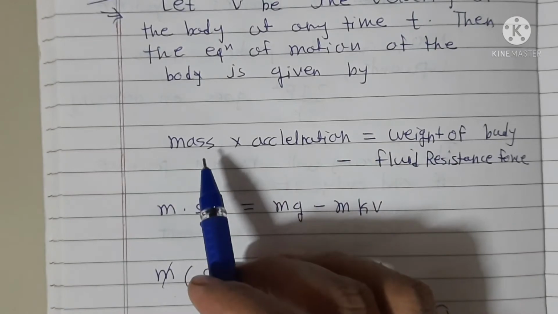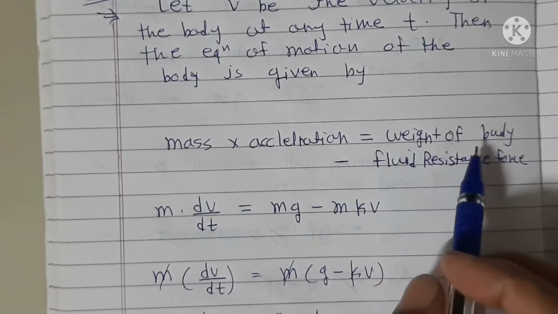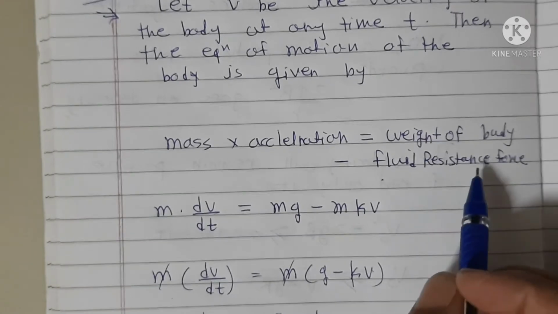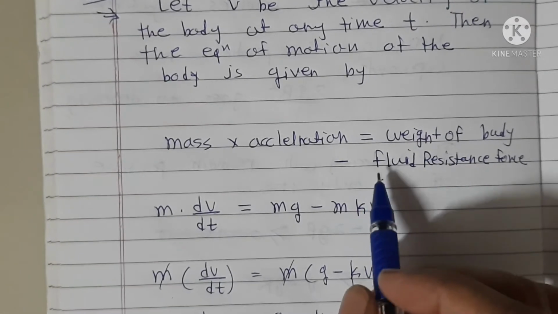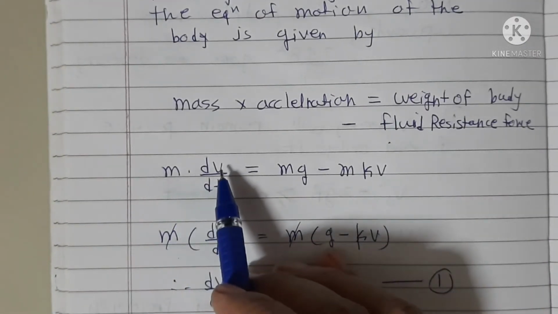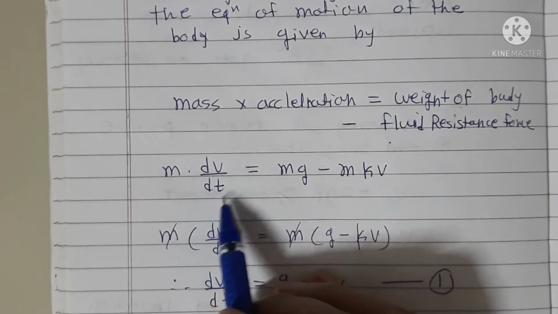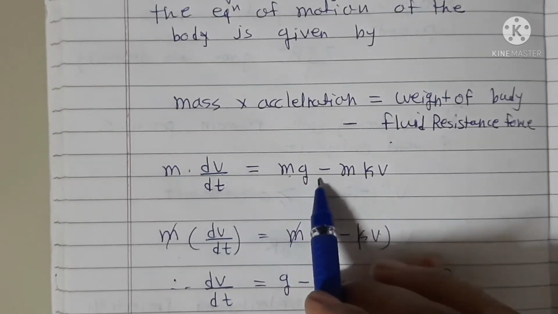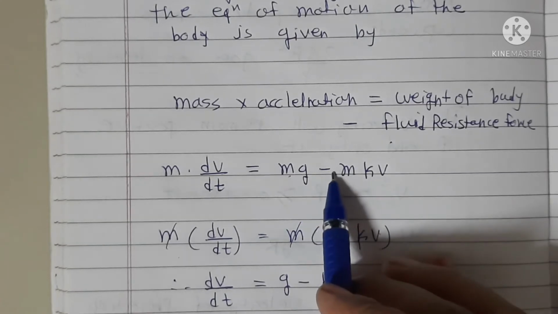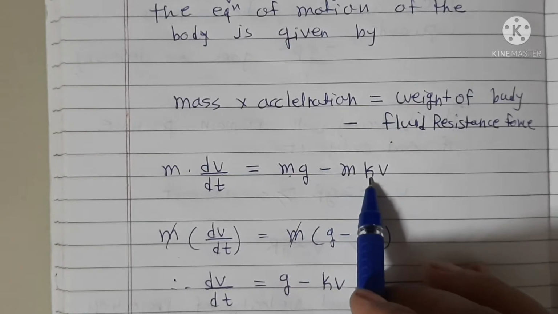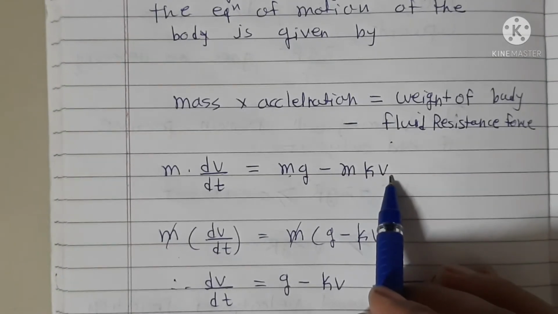Then again, mass into acceleration is equal to weight of the body minus the resistance force applied by the fluid. The mass is m. Acceleration, we know, is the rate of change of velocity with respect to time, dv by dt, which is equal to m g, where g is the acceleration due to gravity, minus m k v, where m is again the mass of the body, k is the constant, and v is the velocity.